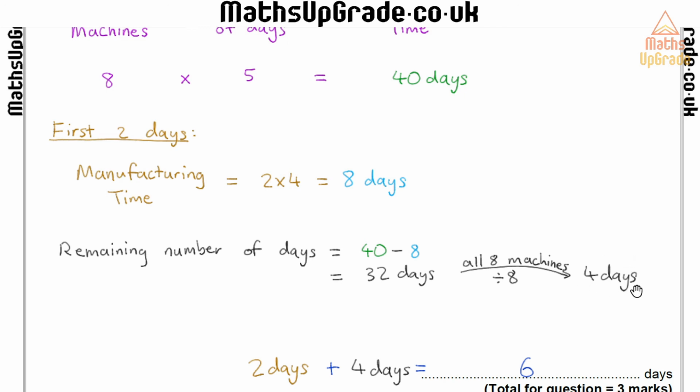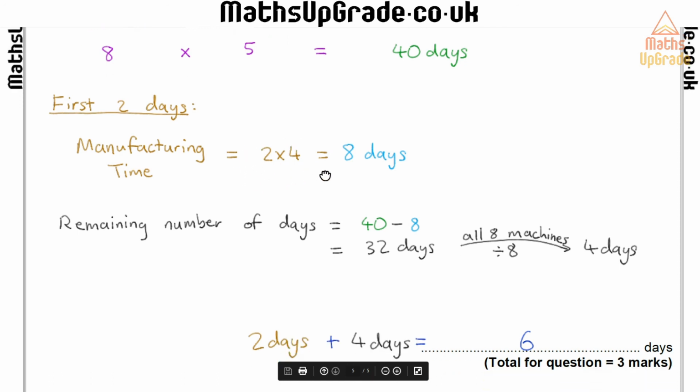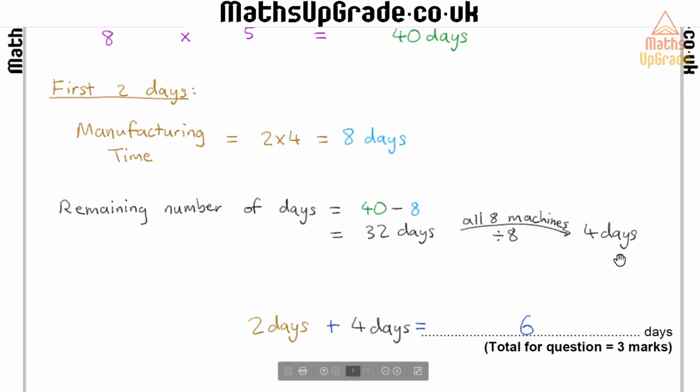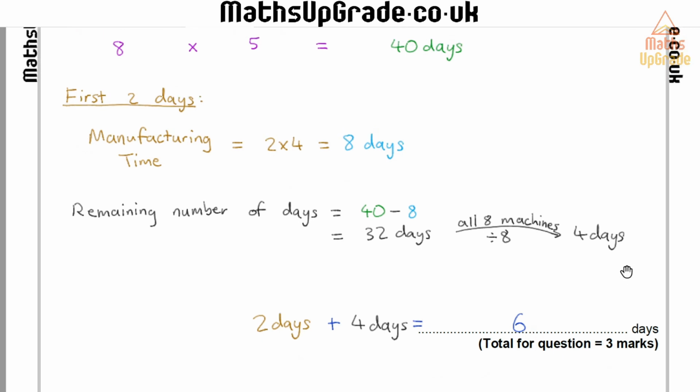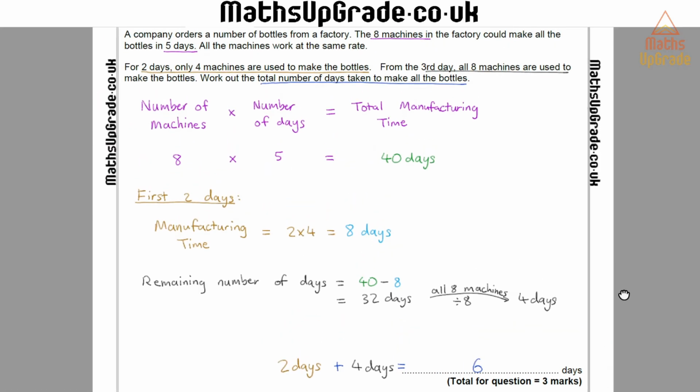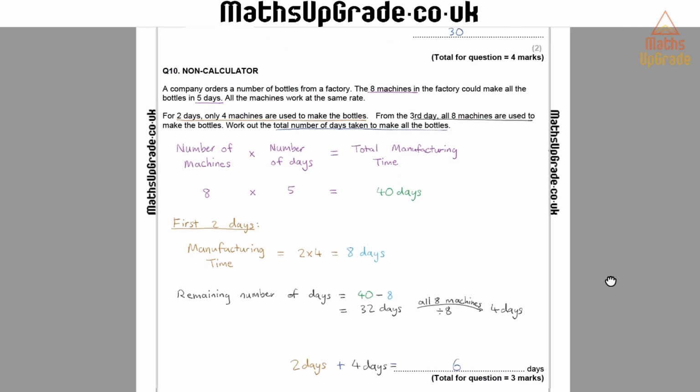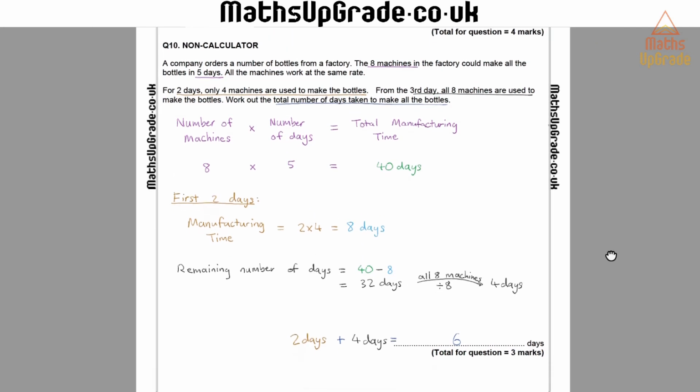completed. So the 2 days for these machines plus the 4 days with all the machines gives us 6 days in total. That question there was worth 3 marks. If you struggled with it, be sure to look through this video again and check everything that you've done and try and get all the marks in every single question.